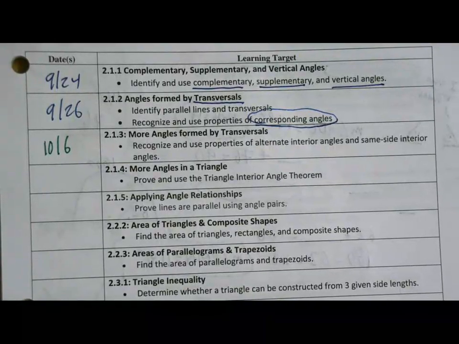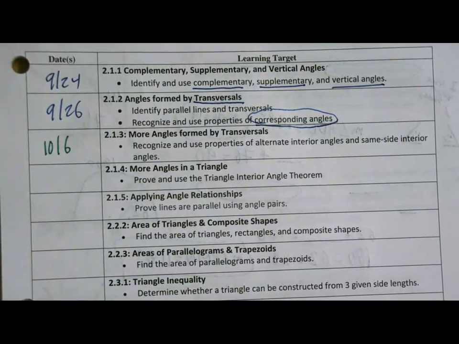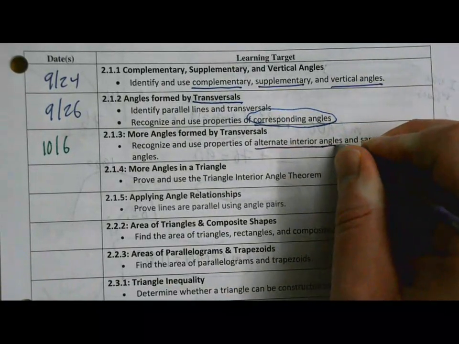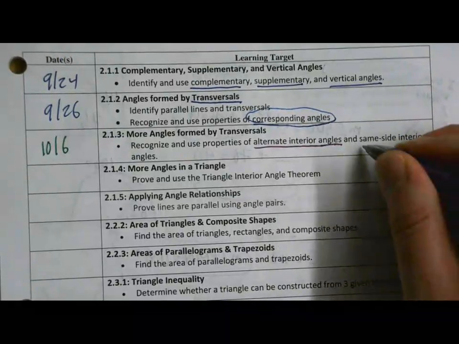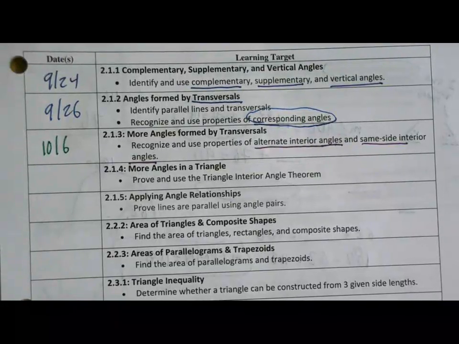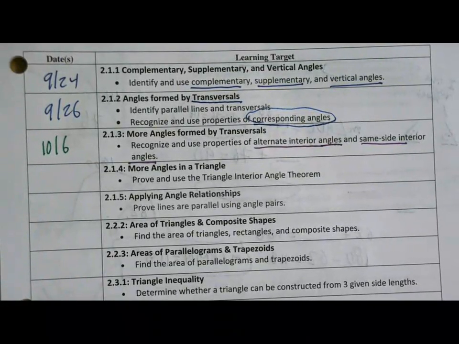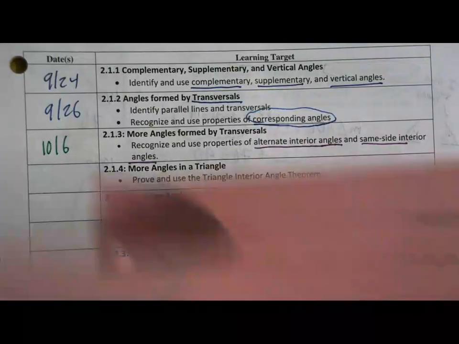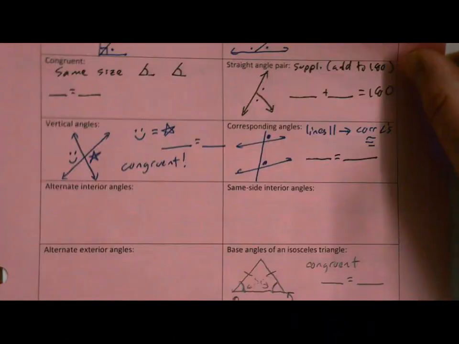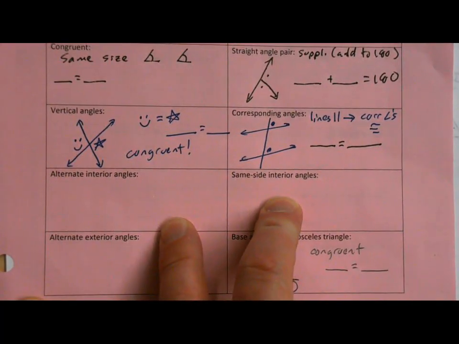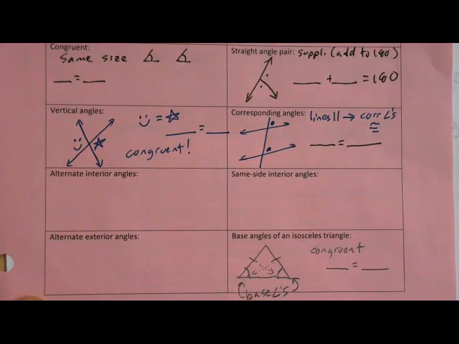Our goals for today are to talk about two more special pairs of angles. One is called alternate interior angles, and the other one is called same side interior angles. Our goal for today is that when you leave here, you'll be able to recognize alternate interior angles and same side interior angles, and you will know their properties. Another way for me to state your goal would be if you can fill out these two boxes in your pink packet, then we should be good to go.